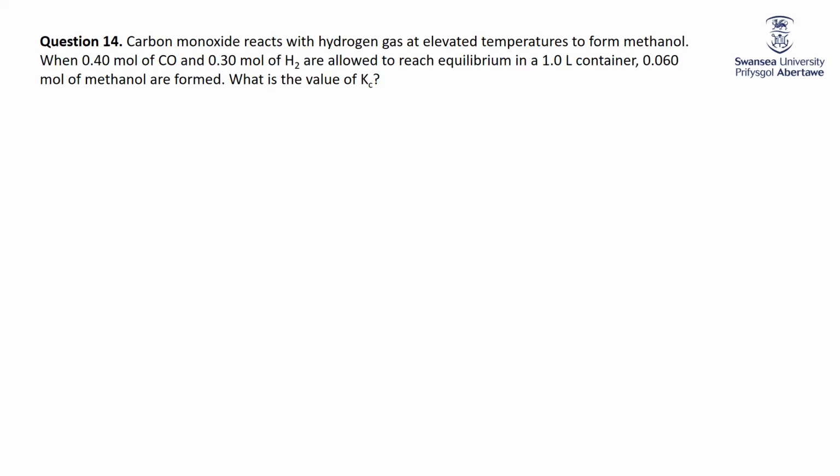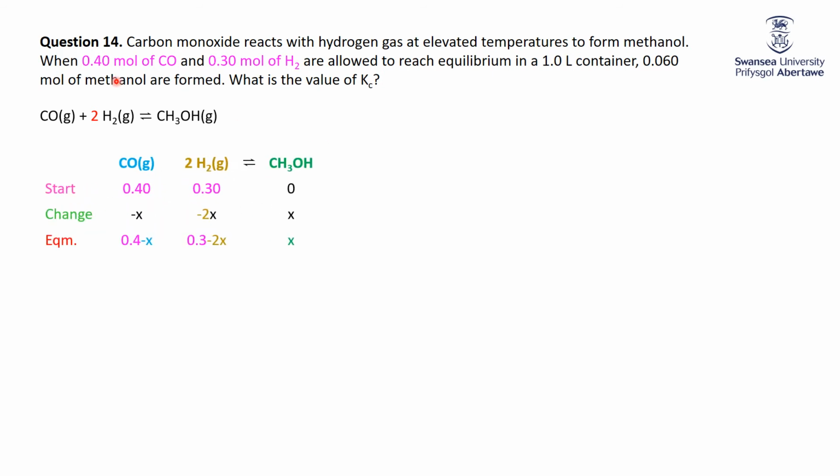So moving on to the next type of question. First of all, carbon monoxide reacts with hydrogen gas to form methanol. There you go. First thing to notice is it's not balanced, so we need to balance it. When 0.4 moles of CO and 0.3 moles of H2 are allowed to reach equilibrium, in other words, that's the starting amounts, 0.06 moles of methanol are formed, and that is at equilibrium. What's the value of Kc?